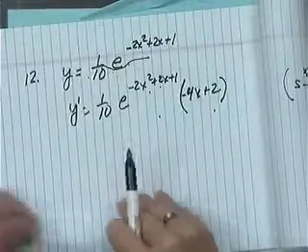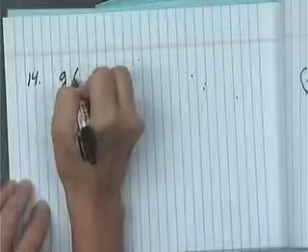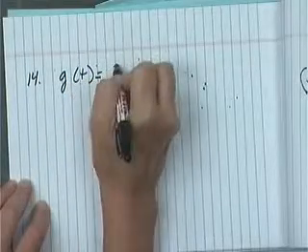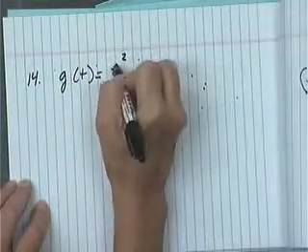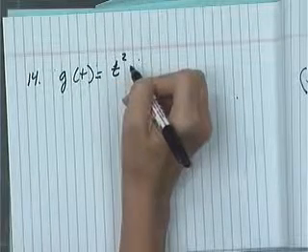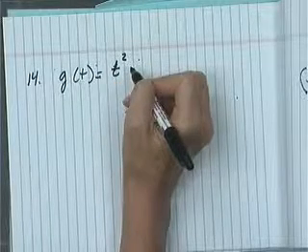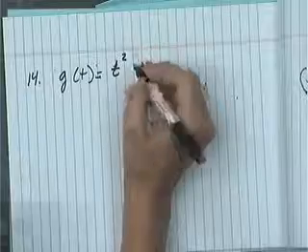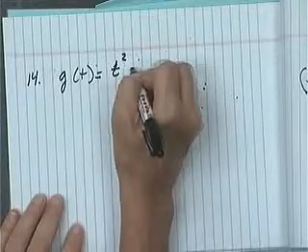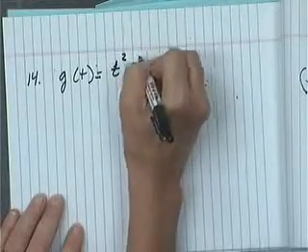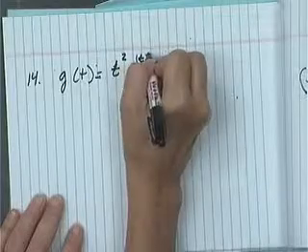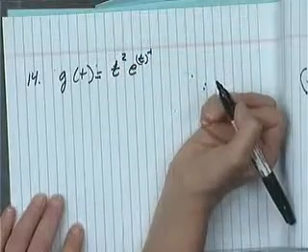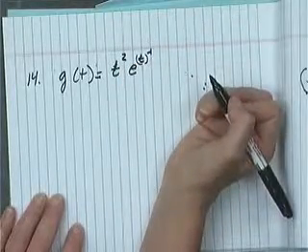And did you say number 14 looked bad? Yeah, it does look bad. I'll agree. All right, number 14. G of t equals e to the t squared over t. And how would you write that 1 over t? Can you write that as t to the negative 1? Right. So it'd be t squared times e to the t to the negative 1 power. Would that be better?